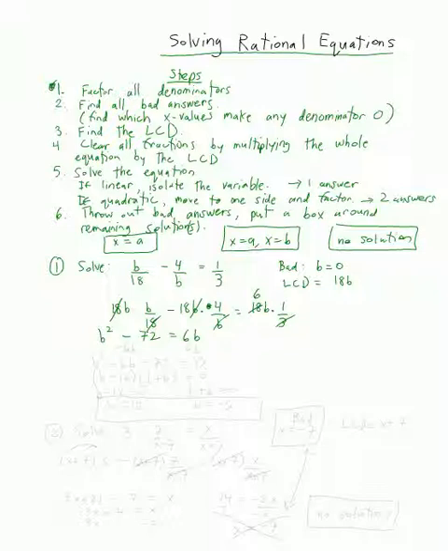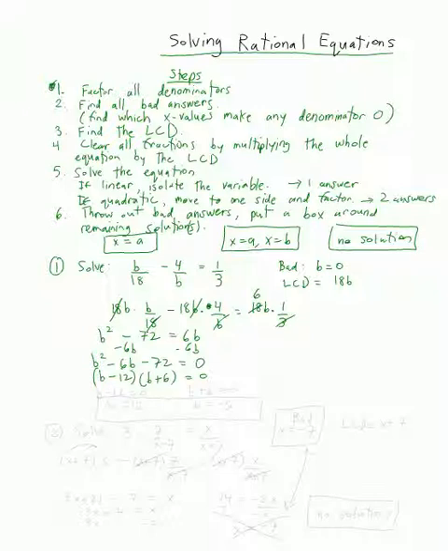So notice that this is in fact a quadratic equation. So I'm going to move everything to one side. I get b squared minus 6b minus 72 equals 0. So now I try to factor the left side. I notice this factors into b minus 12 times b plus 6.